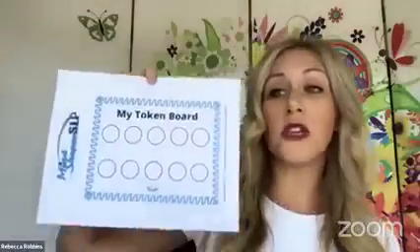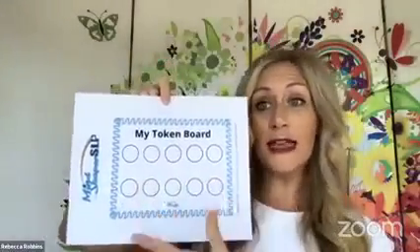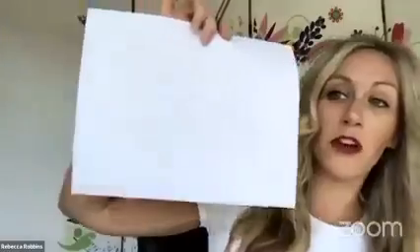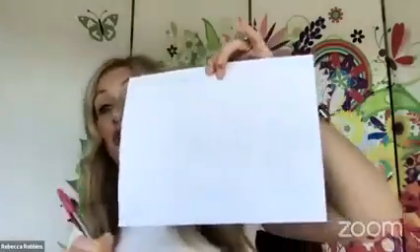So you could use a pre-made token board like this. That is one way. Another way you could use a token board, and I meant to grab my whiteboard, and of course I forgot, so I'm going to just use my piece of paper here. You can use a whiteboard or a blank piece of paper, and you can literally just draw empty spots on the paper.